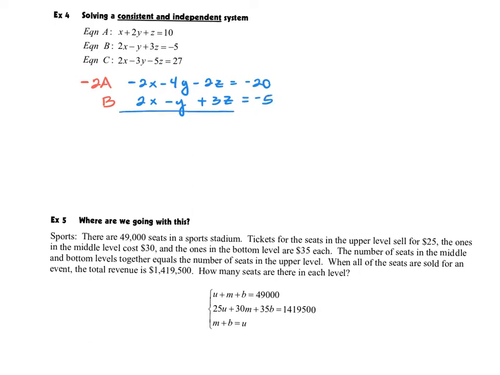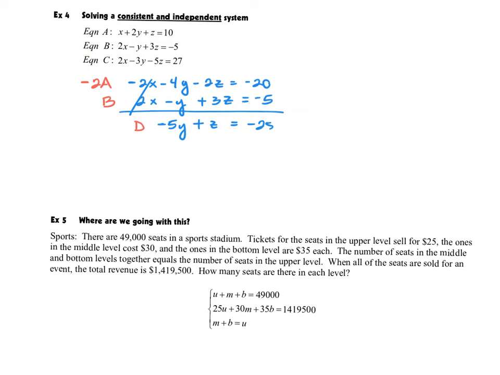I'm going to add these together. My x's drop out just as I would have wanted, and that's going to give me -5y plus z equals -25. I'm going to call this new equation equation D. Okay, so now I have an equation in terms of y and z. I want to create a second equation in terms of y and z, remembering at all times I always have to remember to eventually use all three equations.